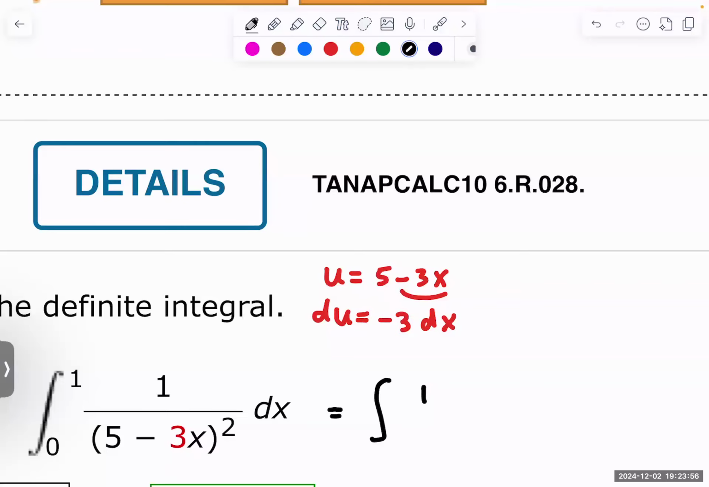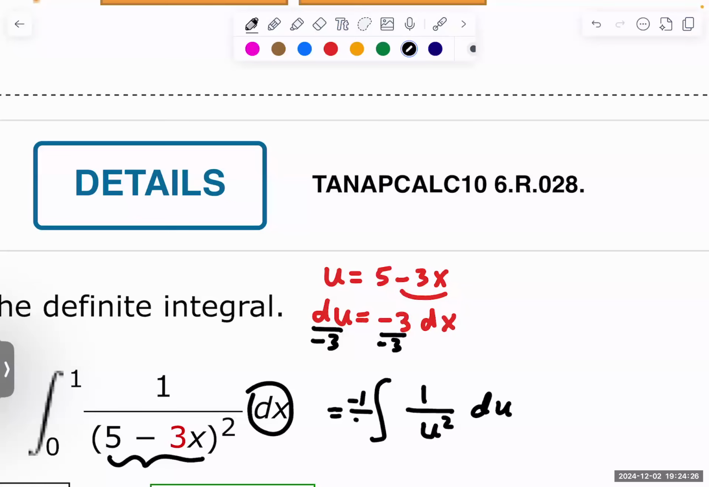So you say 1 over u square. You only have dx left because you put u square. This is u to power 2. Instead of dx, I'm going to divide both sides by -3. So instead of dx, I'm going to put du and then -1/3.